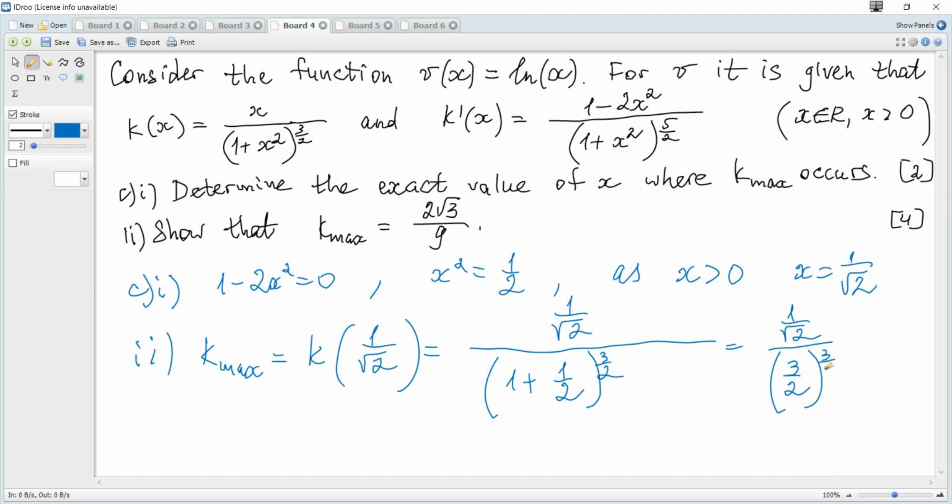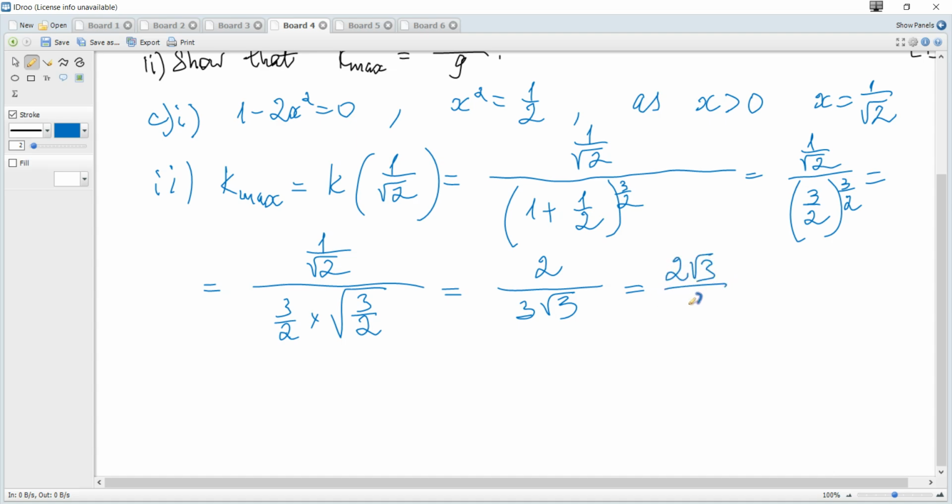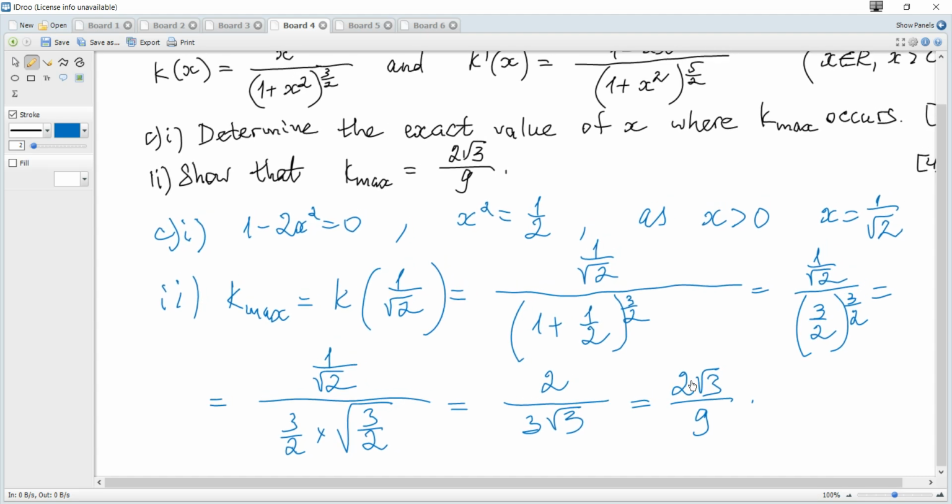So we can say that it's 1 over root of 2 divided by 3 over 2 times square root of 3 over 2. This square root of 2 and this square root of 2 cancel, and we get that this 2 becomes the numerator, so it's 2 over 3 times root of 3, and multiplying the numerator and the denominator by root of 3, we get 2 times root of 3 over 9, as required.